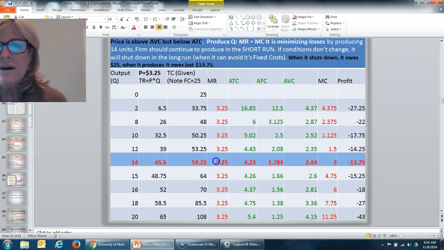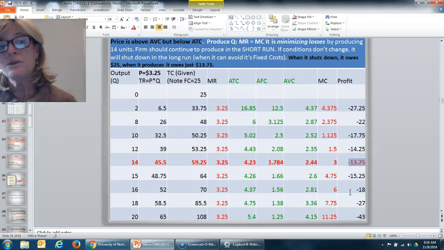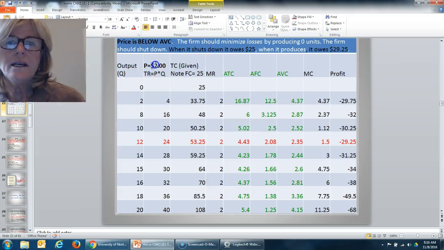And this is where you're covering all of your average variable. You're covering all of this cost per unit and some of your fixed. That way you're only losing 13. So you should continue to produce in the short run. Yay, it worked. All right, because you're going to minimize your losses for the most part. All right, now my price goes down to $2. Oh my gosh, it really fell.